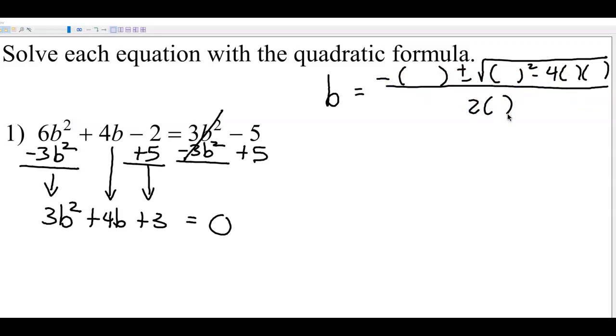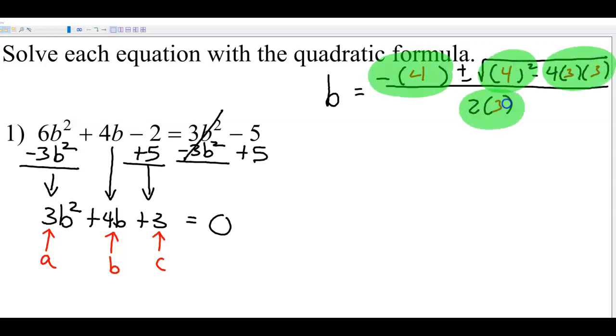A is 3, b is 4, c is 3. So we're going to plug that in. Put a 4 here, 4 here, 3 here, here, and here. All right. We're going to simplify our 4 parts that we talked about yesterday. So that one, that one, that one, and that one.